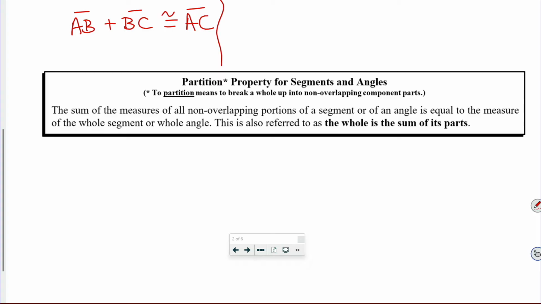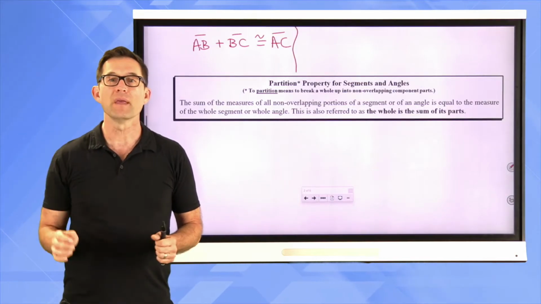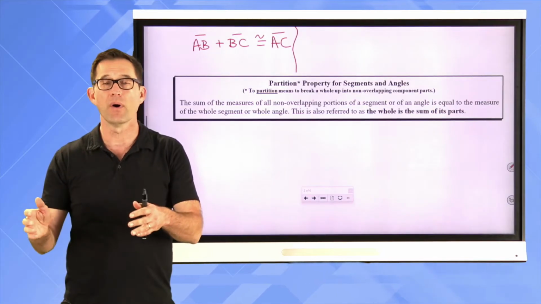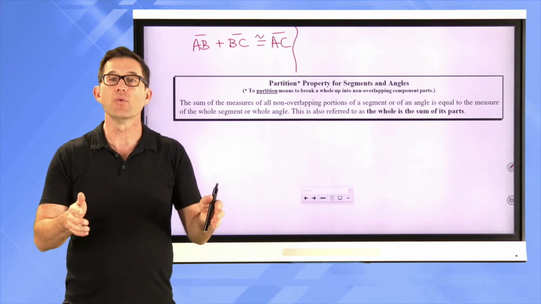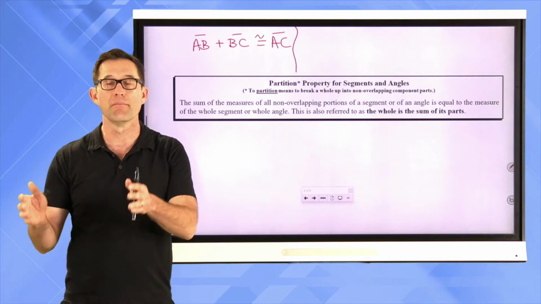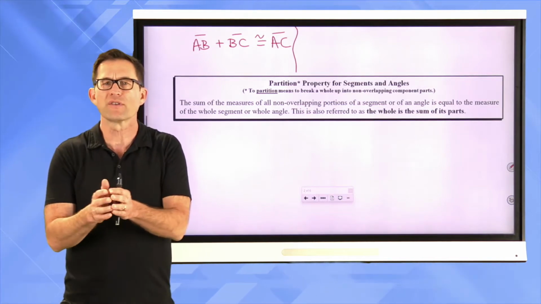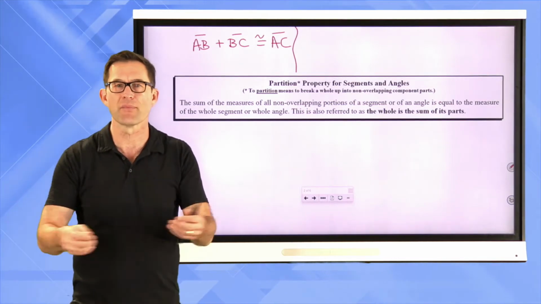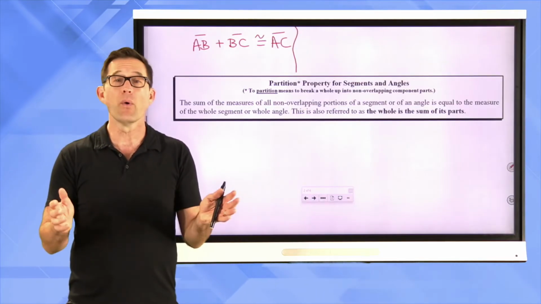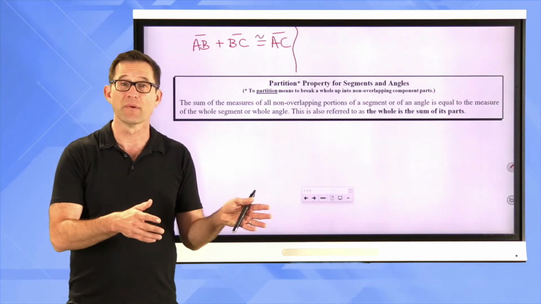Now, side note, in geometry, you're going to see the word partition a lot. And to partition means to break something up, a whole up, into non-overlapping component parts, okay? Partition means to just sort of break something up, all right? And what we will always be breaking up are either segments or angles.